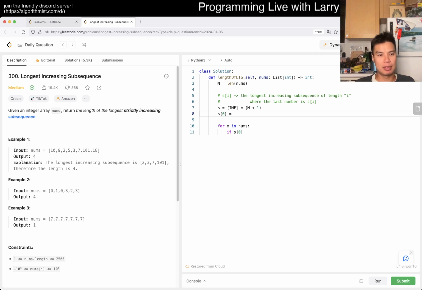I don't know if this is a good one. But the idea is that, okay, well, let's see, is there a range, a longest subsequence of length i in this case, right?